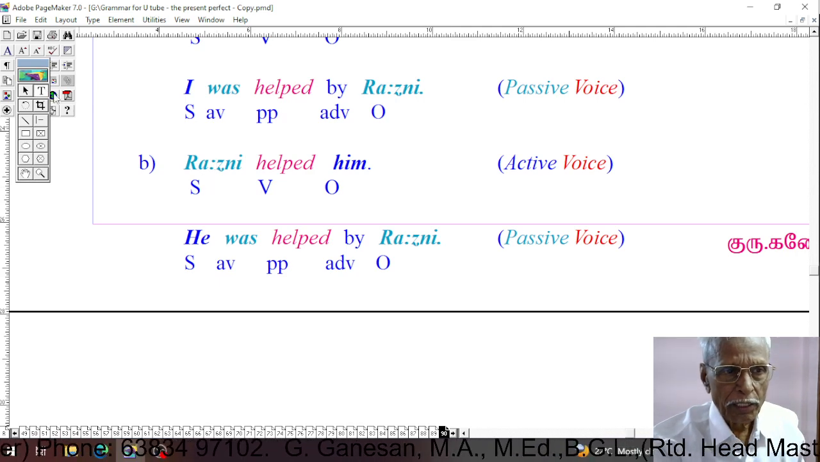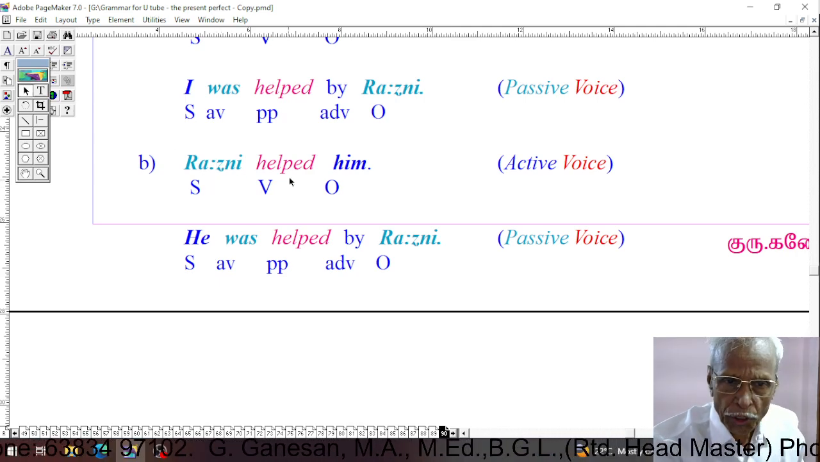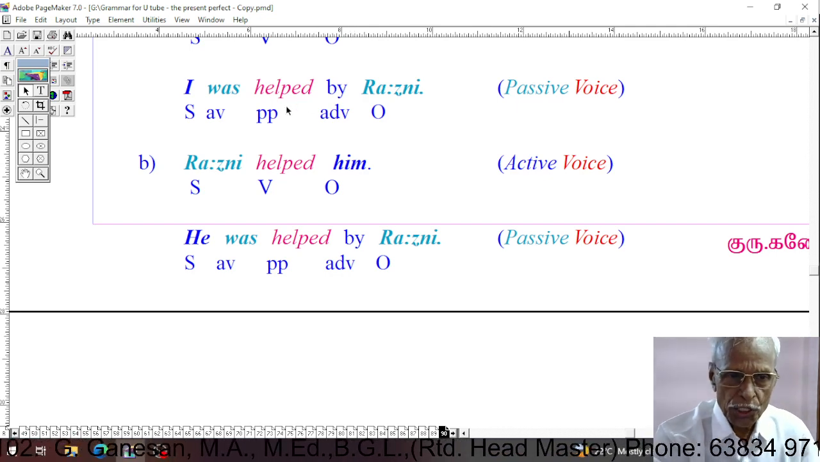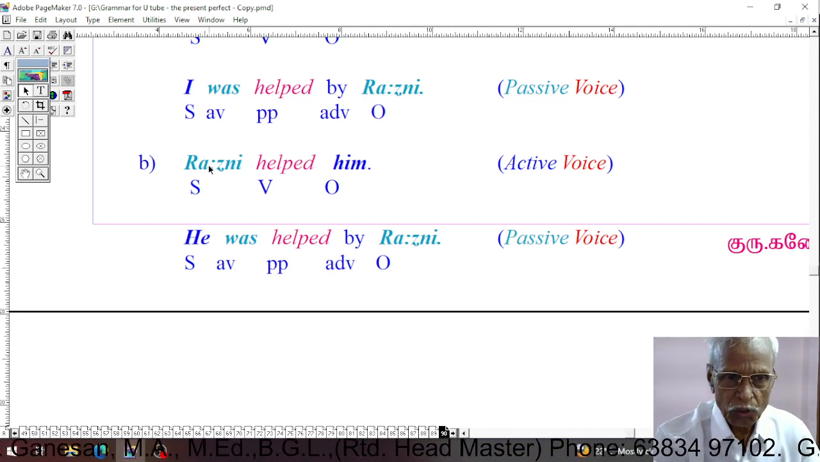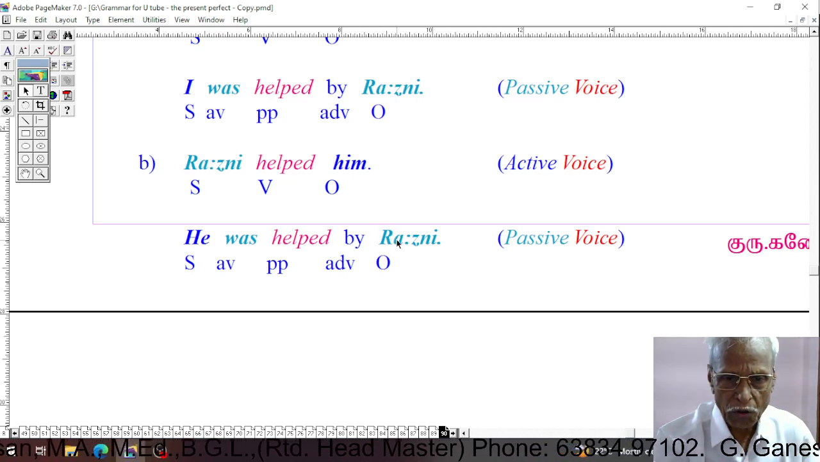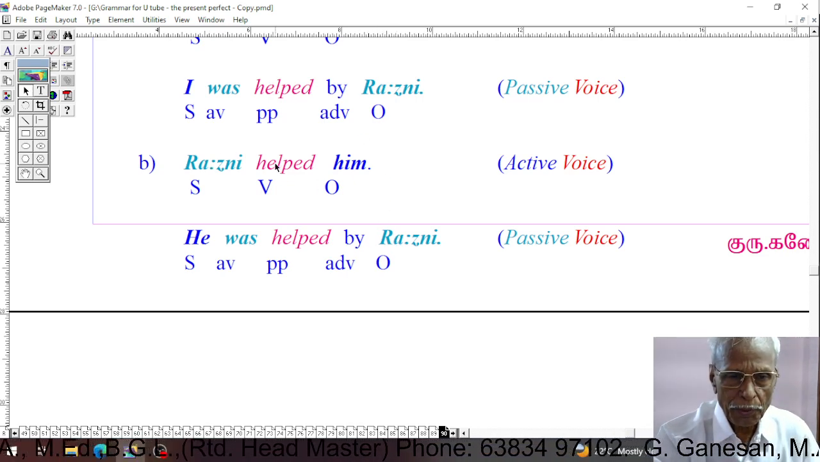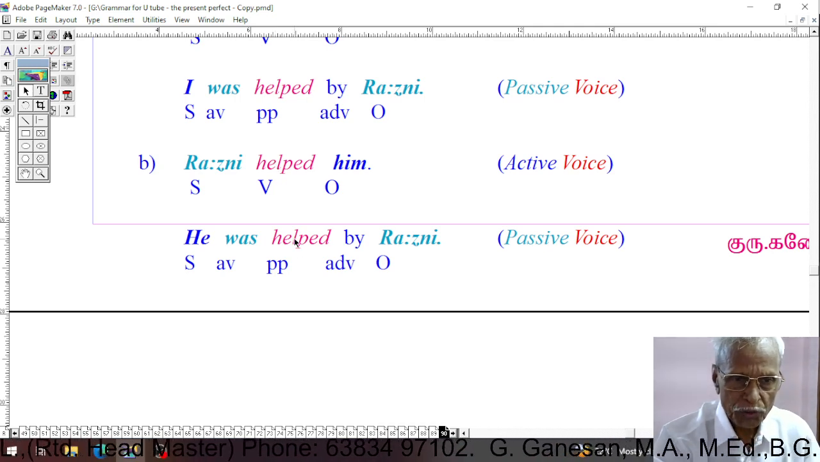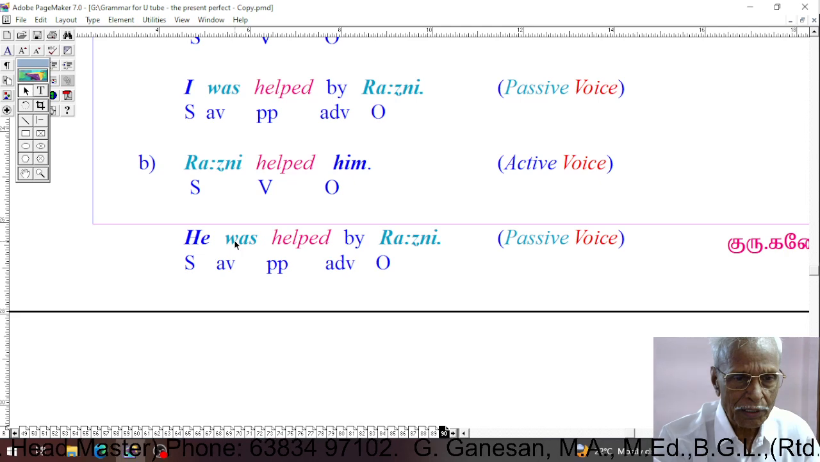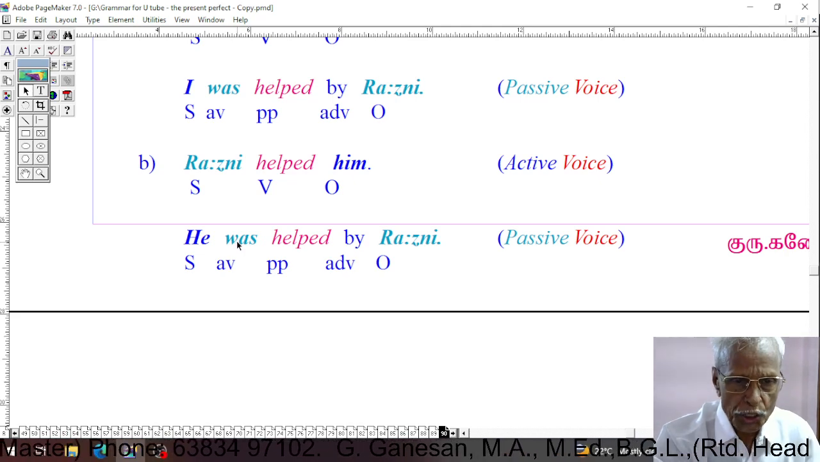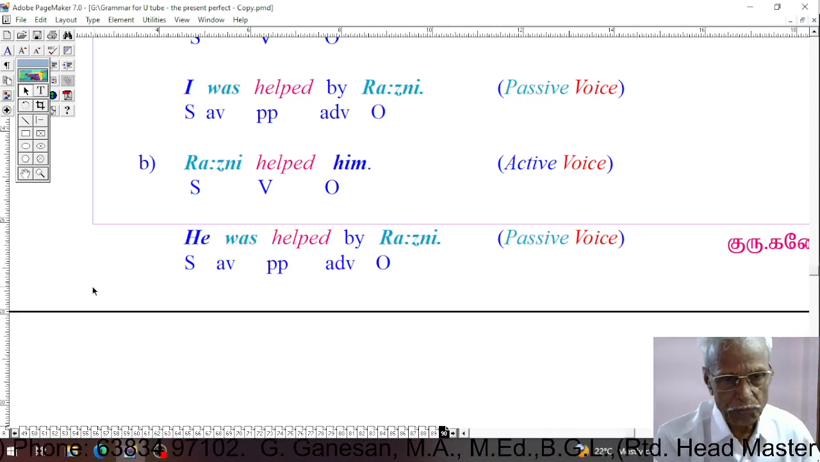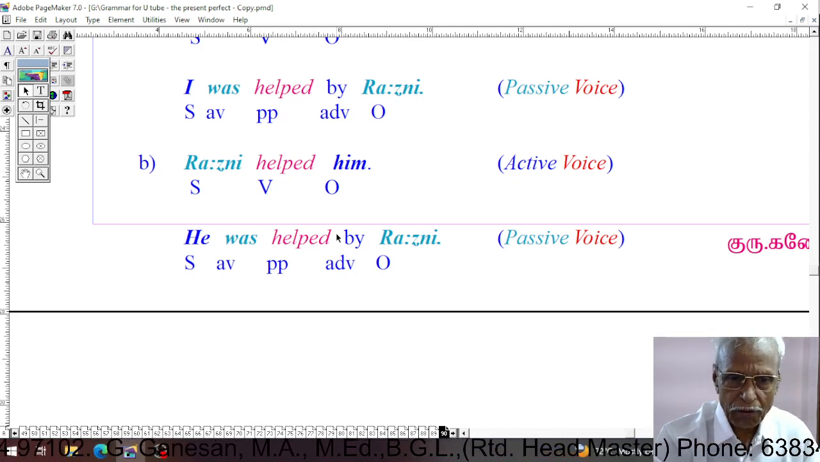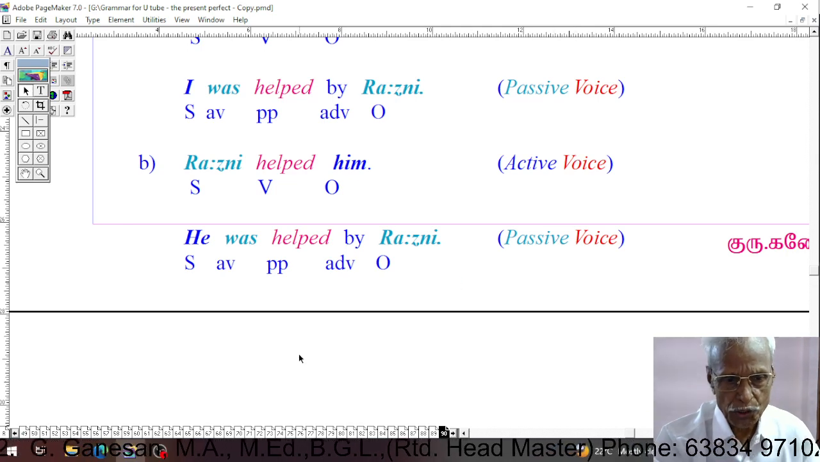Then here, Ronnie helped him. Active voice. Object changed into subject, he. Then Ronnie changed to by Ronnie, object. Helped, past tense, is changed into past participle, helped. Then as the subject is he, the be verb was is placed before the past participle. That's all. Ronnie helped him. He was helped by Ronnie. Passive voice. Active and passive voice.